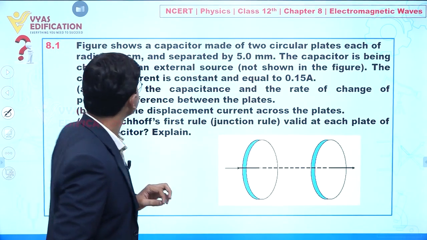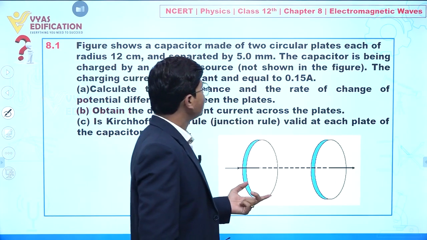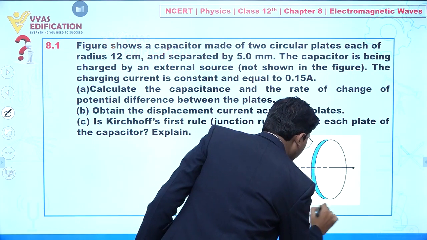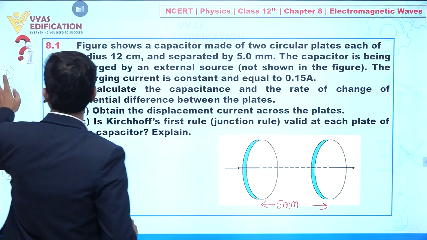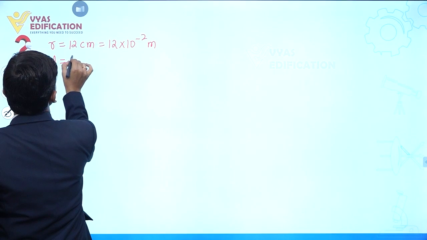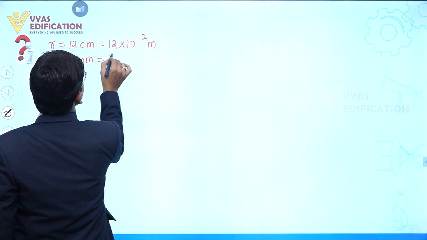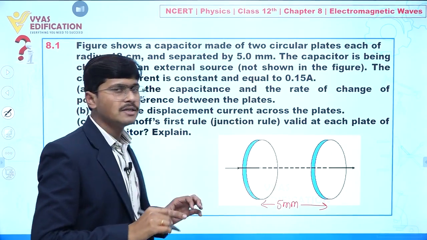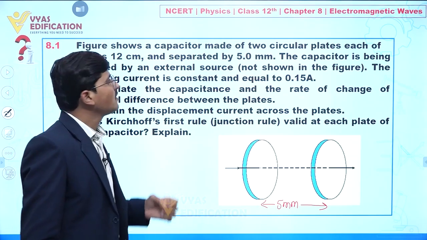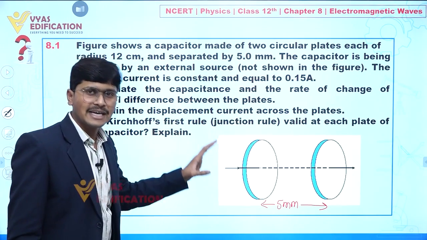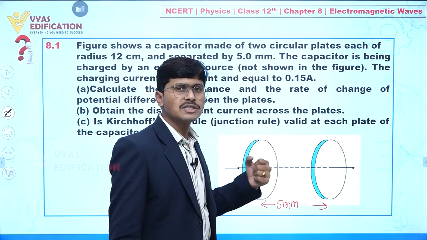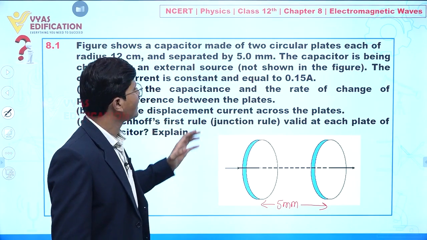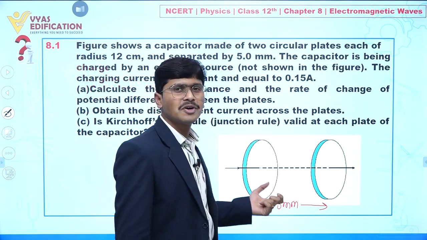Clear to everyone? Yes. And it is separated by a distance 5 mm. So this separation distance is given to you, let's suppose this is d and this value is 5 mm, equal to 5 into 10 to the power minus 3 meter. Clear to everyone? Yes. Now it is also given the capacitor is being charged by an external source, and that external source is not shown in the figure. The charging current is constant, and this is equal to 0.15.